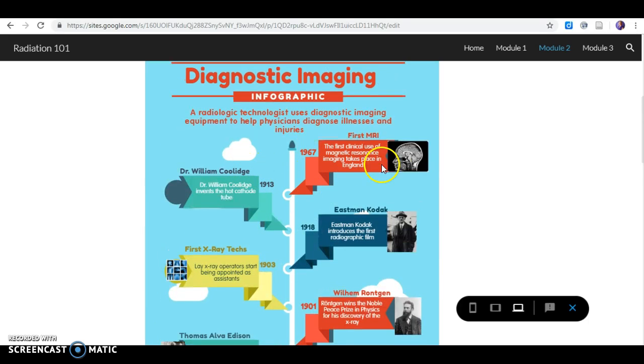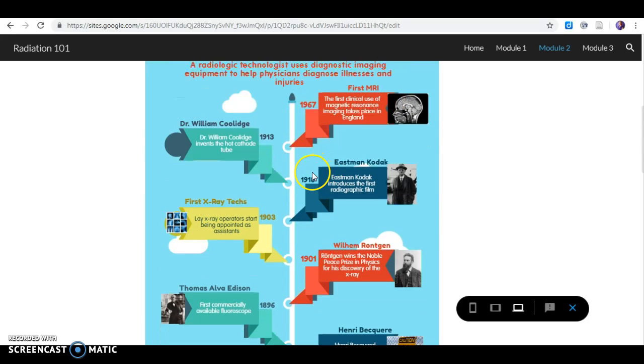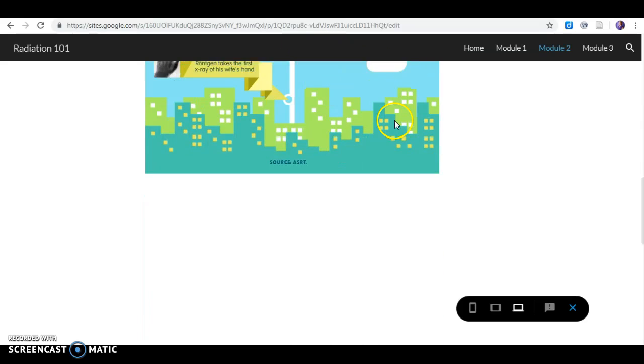And then as you move further up, you have the first MRI. The first clinical use of MRI was in 1967, close to 70 years after the first X-ray was ever made. And these two modalities, no matter how far apart they were discovered, still work together as a team to help diagnose patients.